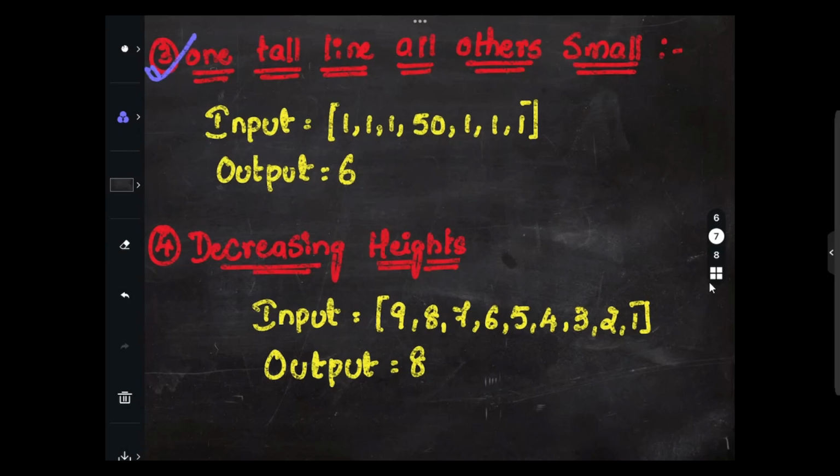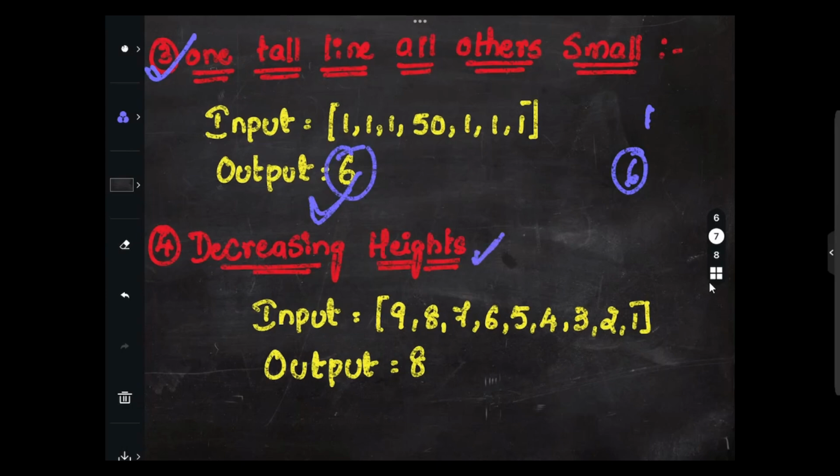So the third one here is one tall line, all others small. So we have 1, 1, 1, 50, 1, 1, 1. Basically we'll start with 1 and consider the minimum one. So we have a width of 6 here. The last one, the width will be 6, quite obviously, because we have 7 values. And the height is 1. 1 into 6 will be quite obviously 6, the output. That is how we got the output 6 in this case.